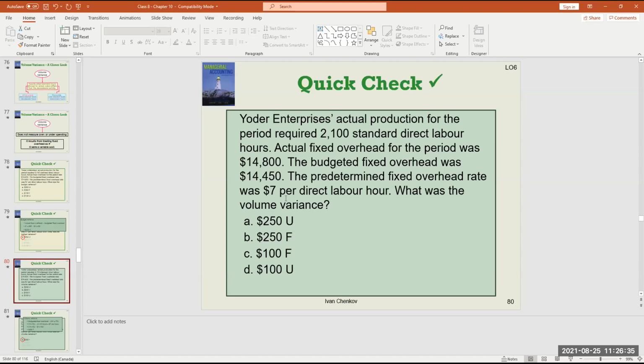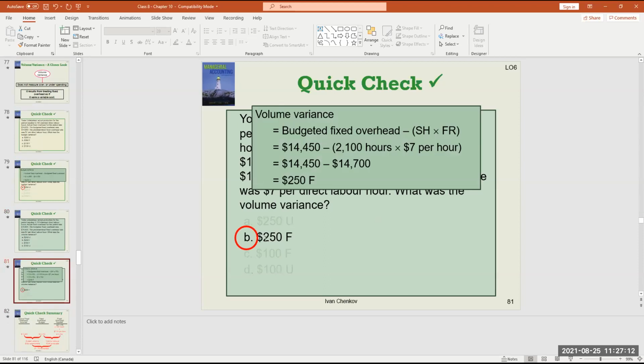So to get it, we need to multiply 7 by the hours, 2,100. So 7 times 2,100 will be 14,700. 14,700 minus 14,450 is 250. So we're projecting our spending to be 14,700, but our budget is 14,450. So in this case, we're going to have 250 favorable volume variance.